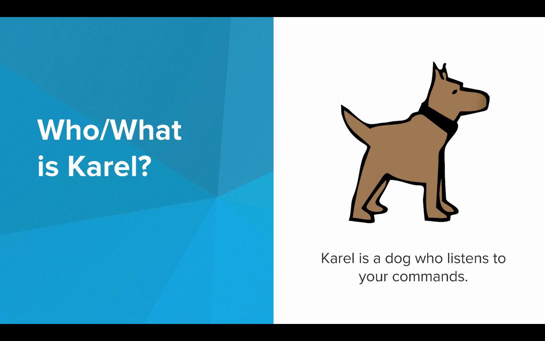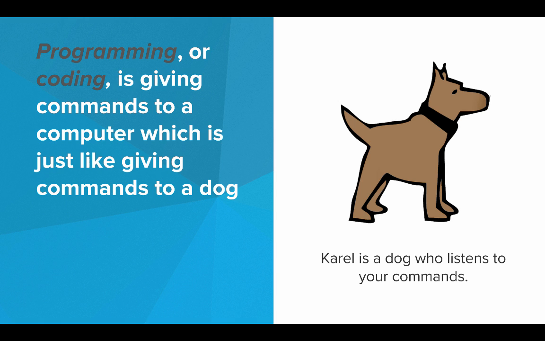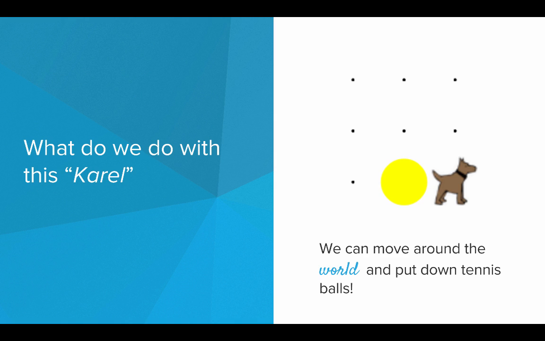So first, who or what is Karel? Well, Karel is a dog who listens to your commands. That's a photo of Karel. And so programming or coding is really just giving commands to a computer, which is a lot like giving commands to a dog. So you might be wondering, what do we do with this Karel? And the idea is we can move around the world and put down and take tennis balls.